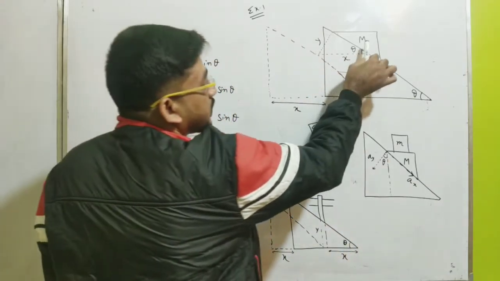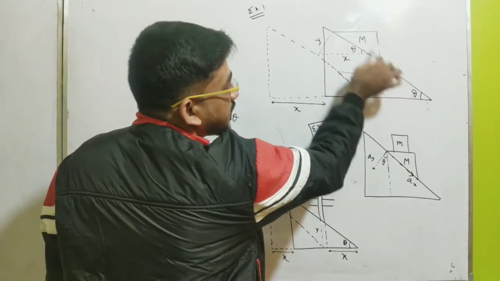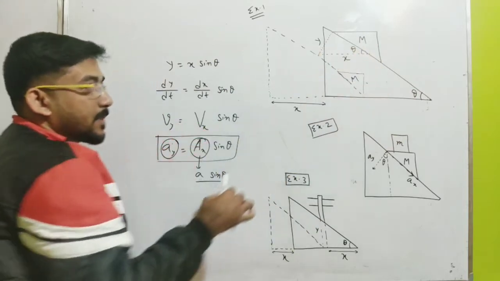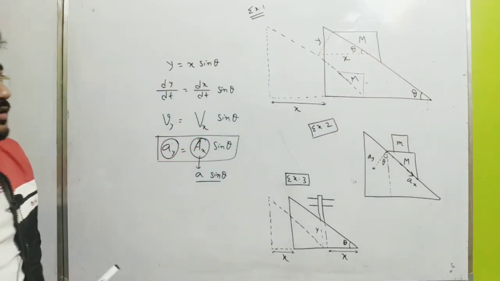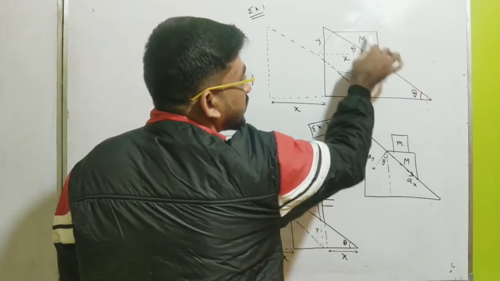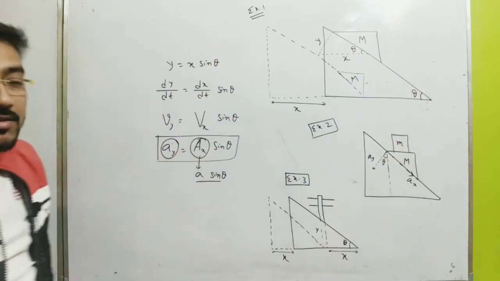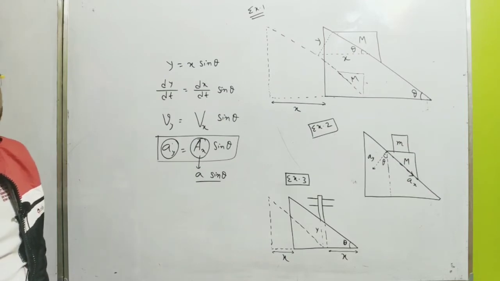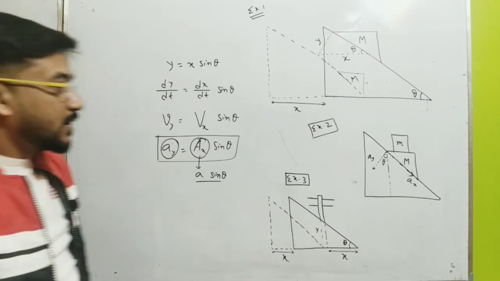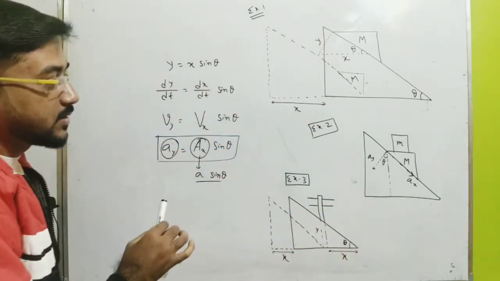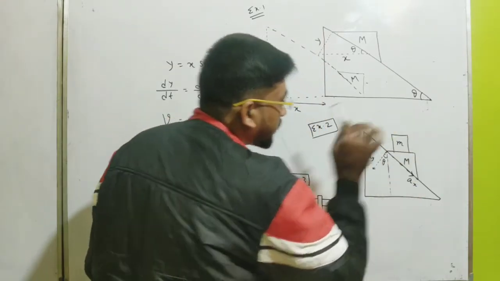Here we don't discuss along this direction because we don't need to do this to find out the constraint relation. Along this direction, the acceleration of this object is independent, and this is due to gravity, and the acceleration will be g sin theta. So here you can see from this figure what will be the acceleration of this mass small m.